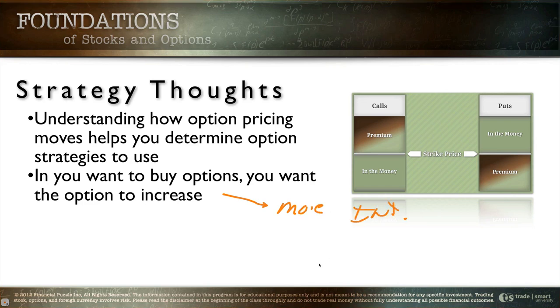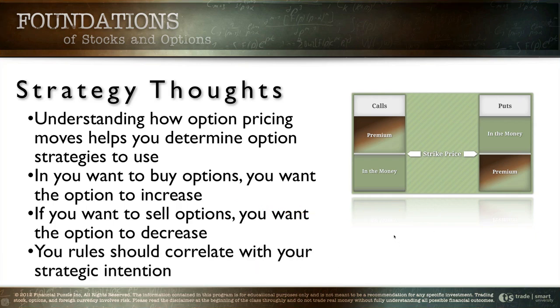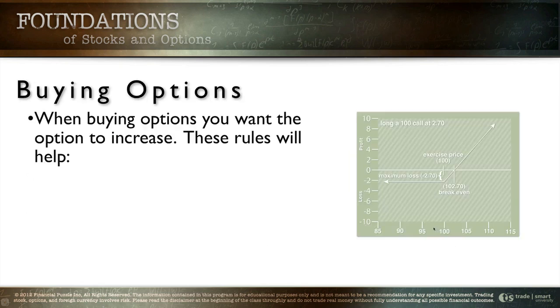If you want to sell options, you want your option value to decrease. What's the best way to get your option premium to decrease? Less intrinsic value. So we can build our strategies around this, okay? Your rules for your strategy building should correlate with your intention for your strategies. Let me show you. Buying options. When buying options, you want the option to increase.